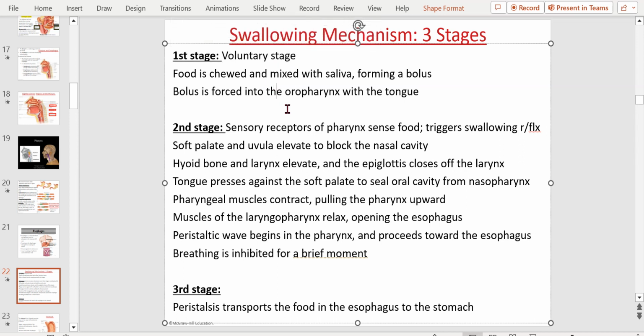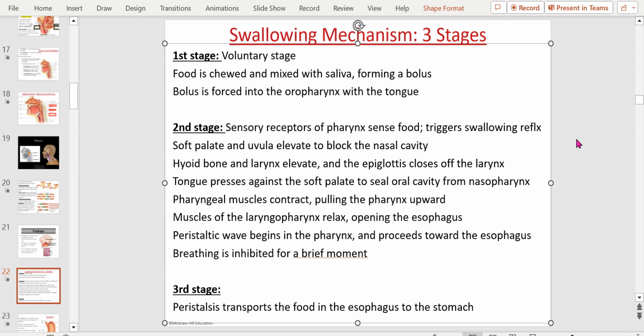First stage, the voluntary stage, where the food is chewed and mixed with saliva, forming a bolus. The bolus is forced into the oropharynx with the tongue. In the whole act of swallowing, the epiglottis comes down, protects the trachea, and the food bolus goes down into the esophagus. Sensory receptors of the pharynx sense food and trigger the swallowing reflex.